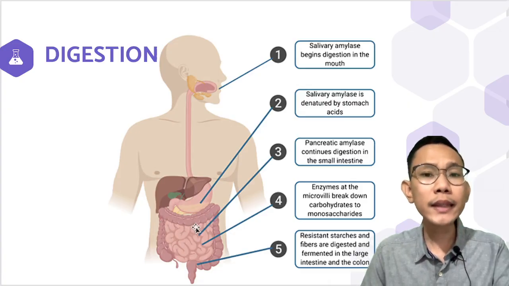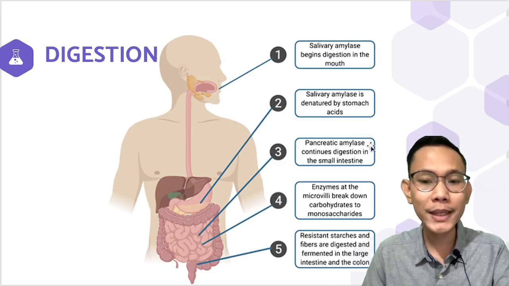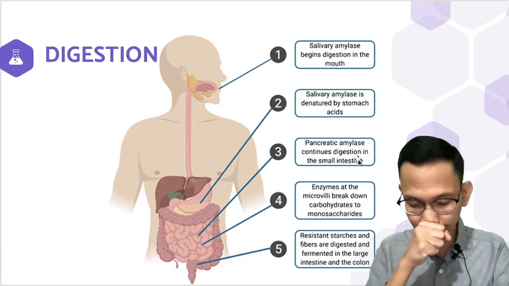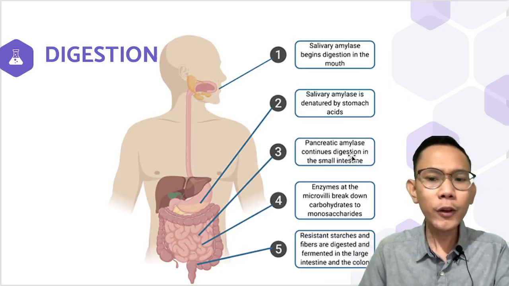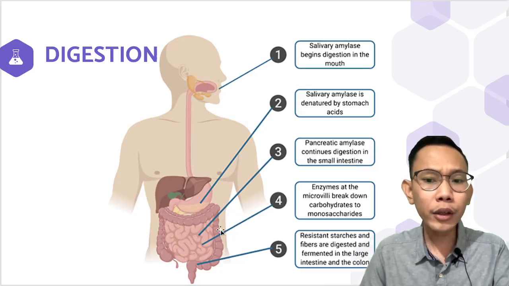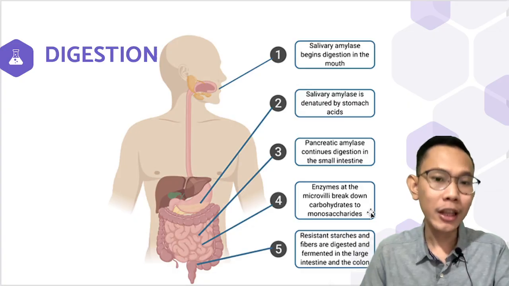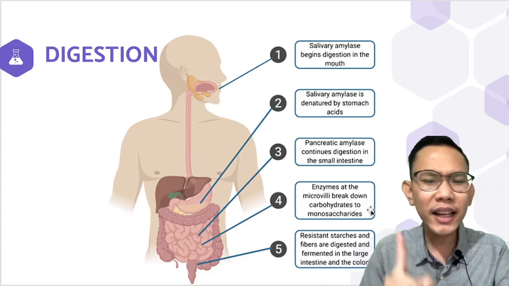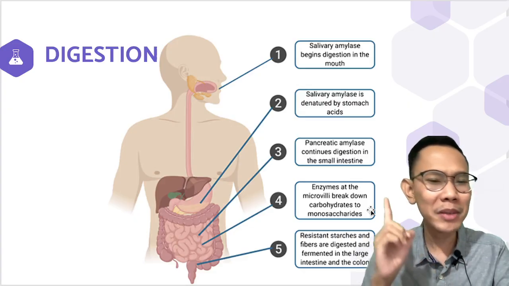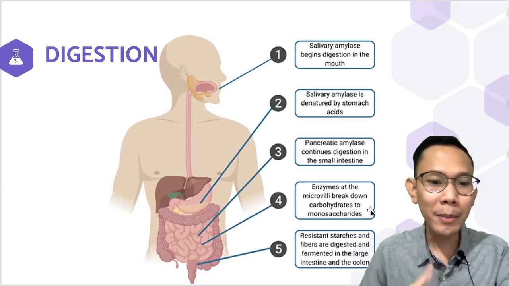And that will stimulate the release of your pancreatic amylase. So, aside from salivary amylase, meron din tayong pancreatic amylase wherein it will continue the digestion in your small intestine. And also after that, the enzymes at their microvilli will break down the carbohydrates now to become monosaccharide, because what is being absorbed by your small intestine is not the disaccharide, oligosaccharide, or polysaccharide. It must be digested to become monosaccharide for it to be absorbed by the body.